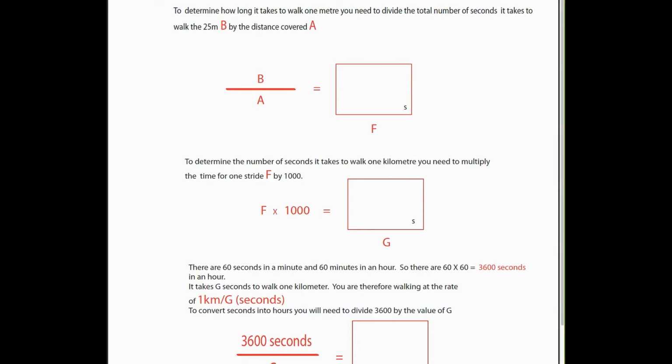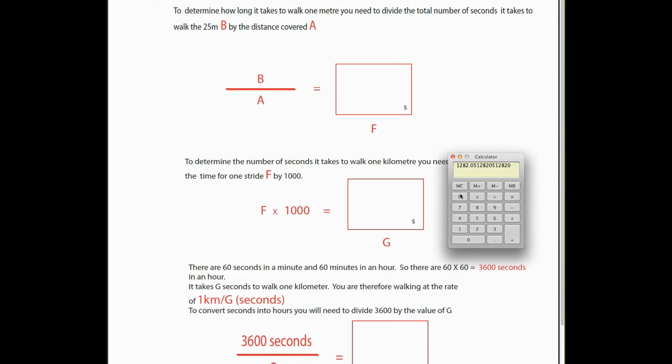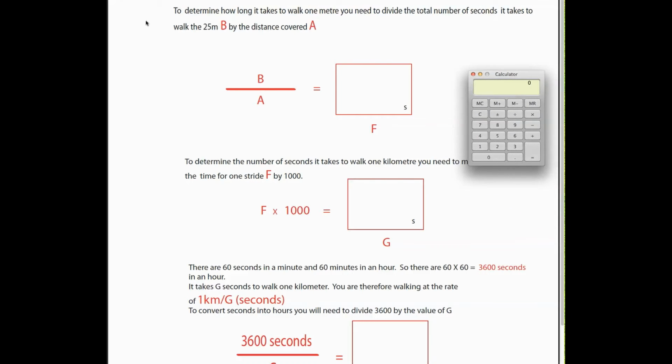To determine how long it takes to walk 1 meter, you need to divide the total number of seconds it takes to walk 25 meters, which is B, by the distance covered, A. Okay, remember right in the beginning, I'll bring back the calculator here, in that box we had on the first page, under B, we had the time it took, and if you recall, that was 18.73 seconds. And we're going to divide that by the distance we covered, A, which was 25 meters.